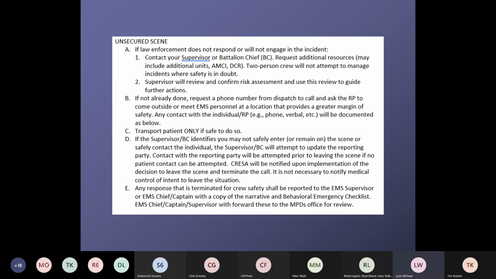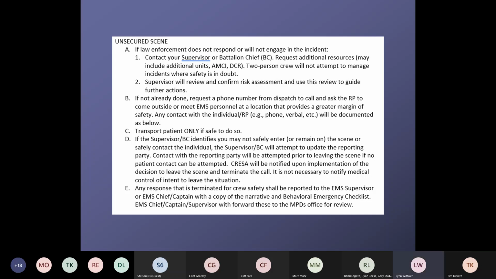Supervisor will review, confirm risk assessment, and this will guide the further actions. If not already done, request the phone number from dispatch to call and ask the responding person to come outside or meet EMS personnel at a location that provides a greater margin of safety. Any contact with that individual will be documented. Transport patient only if safe to do so.